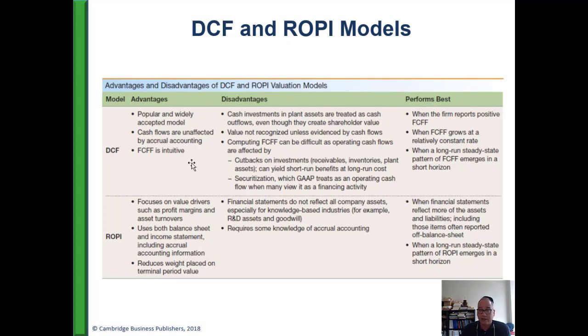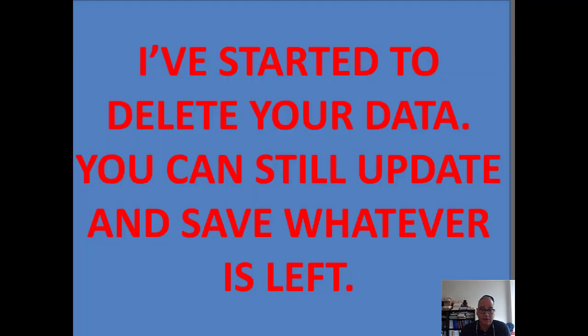We went over some of the calculations, but it's hard to get an accurate measure of free cash flow. The ROPI model focuses a little bit more on operations. I think of the ROPI model really as a refinement of all the existing models and as something that research has shown is more closely connected with value. It says here, financial statements do not reflect all company assets, especially knowledge-based assets, under accrual accounting. The truth is that these disadvantages can be gotten around by going into your sandbox and changing the numbers around.